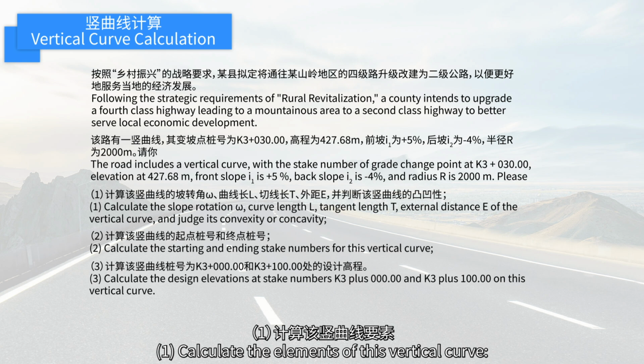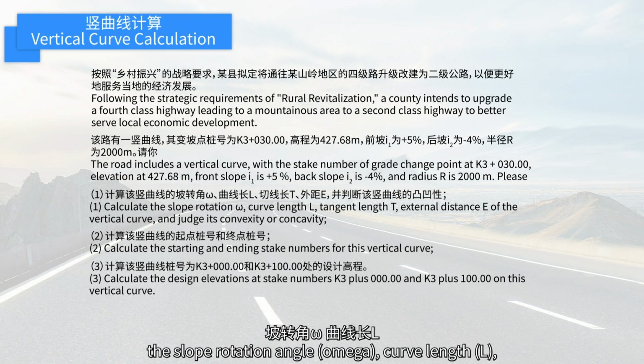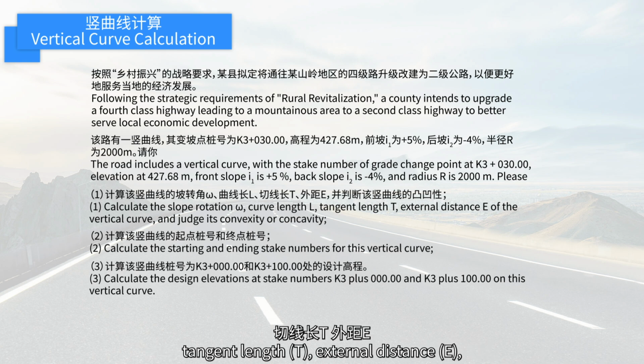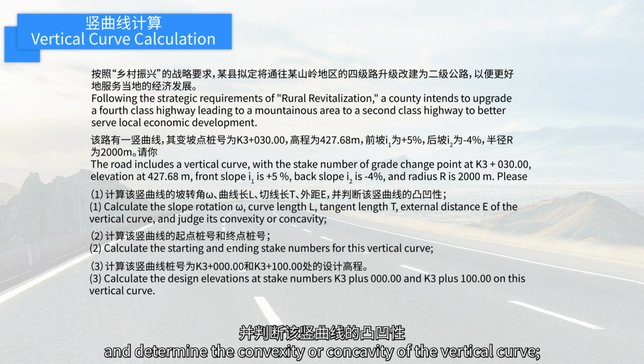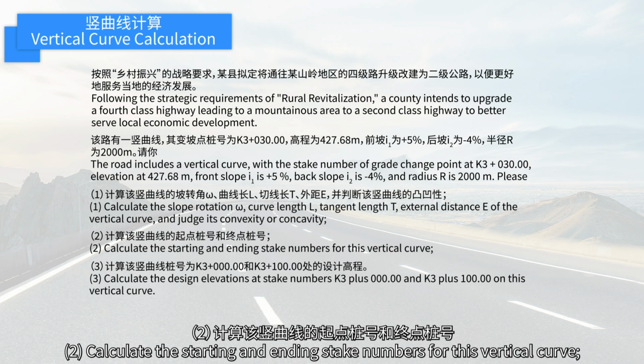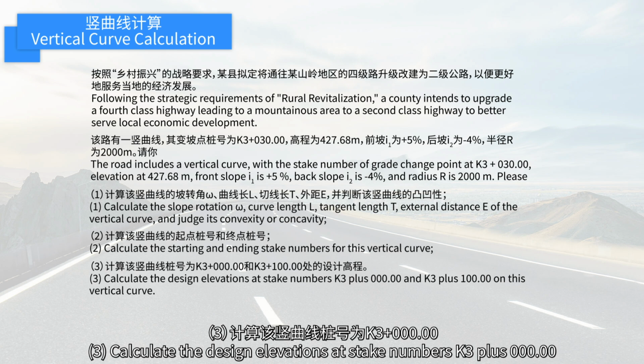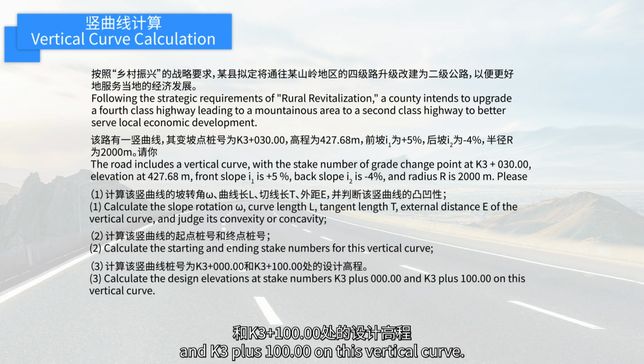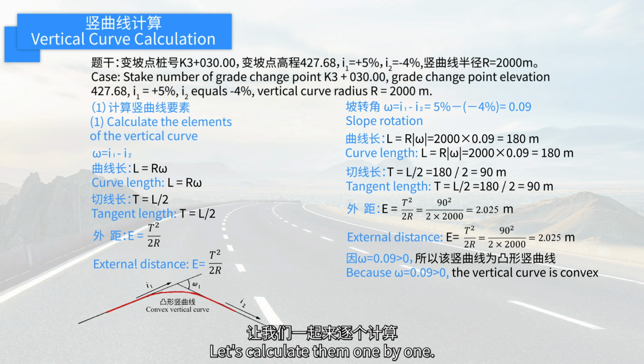1. Calculate the elements of this vertical curve: the slope rotation angle omega, curve length L, tangent length T, external distance E, and determine the convexity or concavity of the vertical curve. 2. Calculate the starting and ending stake numbers for this vertical curve. 3. Calculate the design elevations at stake numbers K3+000.00 and K3+100.00 on this vertical curve. Let's calculate them one by one.